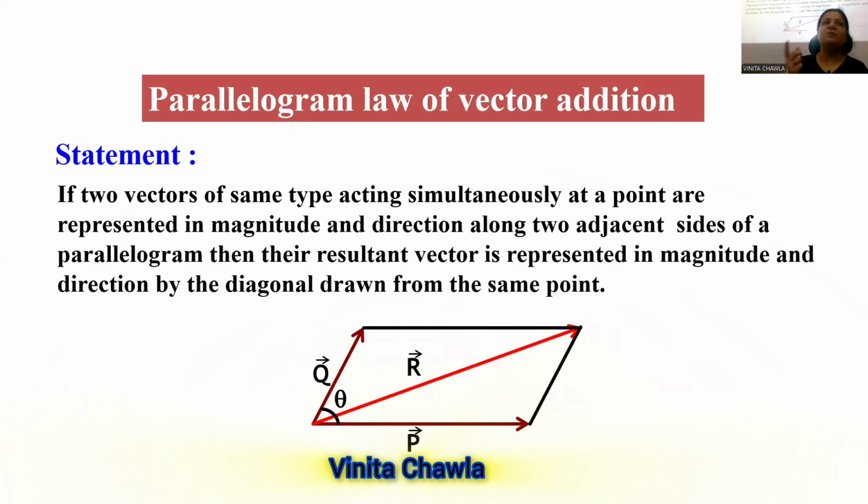What is the difference between triangle law and parallelogram law? In triangle law of vector addition, we had taken the vectors in such a way that the ending point, the arrowhead of the first vector, was coinciding with the initial point of the second vector. So if the arrowhead of the first is coinciding with the initial point of the second, then we apply triangle law of vector addition. But if two vectors have the same initial point, if the two vectors are co-initial, then we apply parallelogram law of vector addition.